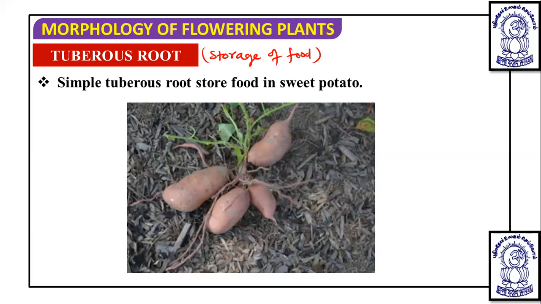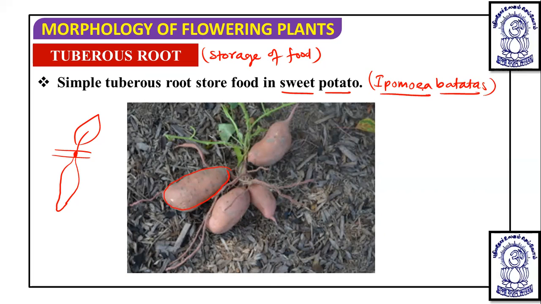Actually, these tuberous roots are of two types: simple tuberous root and fasciculated tuberous root. Simple tuberous root means only the base, this is a stem, here the base or root gets swollen and stores food, and a leaf is present. You will see this particular storing of food. This is the example of sweet potato, whose scientific name is Ipomoea batatas.